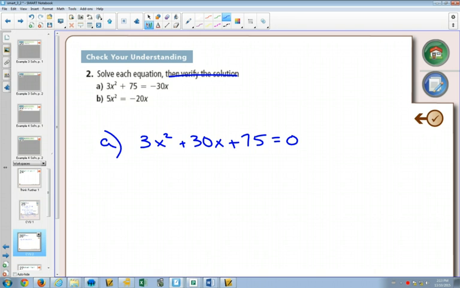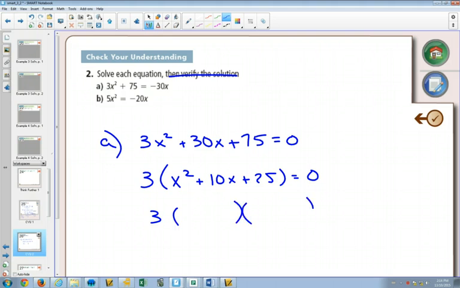When factoring, in this case, do you see that all three of those terms have a common factor? You can pull out a 3, leaving you with x squared plus 10x plus 25 equals 0. Now, whenever you can factor out a common factor, it's going to help you because it's going to make the next factoring that much easier.